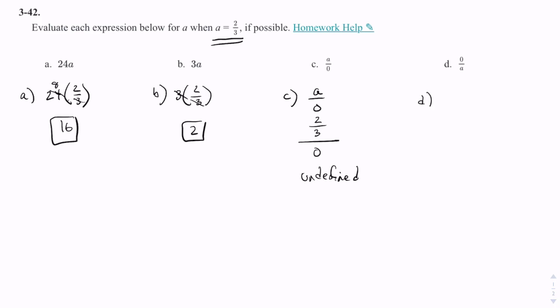And then D, I have 0 over A, 0 over 2/3. Well, if I have 0 over anything other than 0, it's 0. 0 ninths is 0, 0 1/100ths is 0, 0 1 millionths is 0, 0 2/3 is 0.